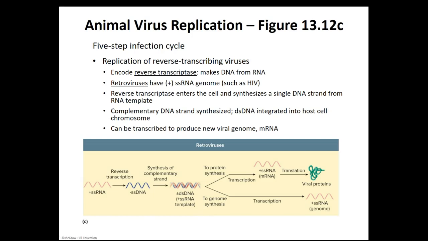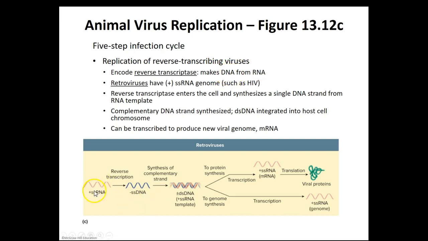Next, we have replication of reverse transcribing viruses. Reverse transcribing viruses go in the complete opposite direction of what we're used to seeing. Instead of being able to make RNA from DNA, the reverse transcribing viruses actually make DNA from RNA. Completely different process. It's the exact opposite of what we're used to seeing. In order to do so, these reverse transcribing viruses carry with them a reverse transcriptase. As you can see, the reverse transcriptase molecule makes DNA from RNA.